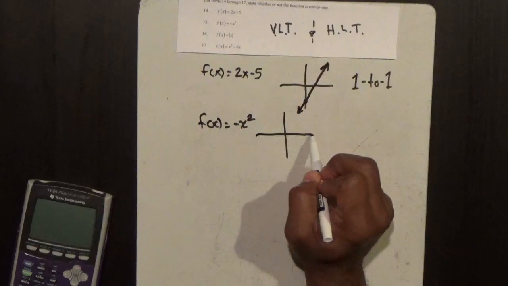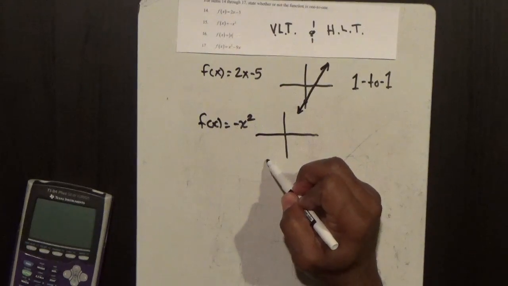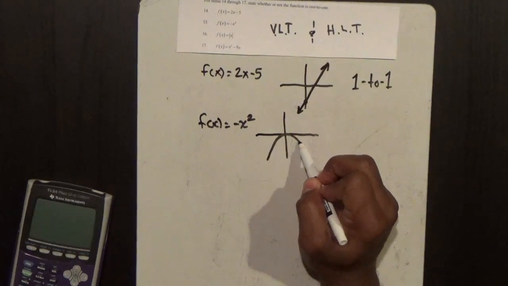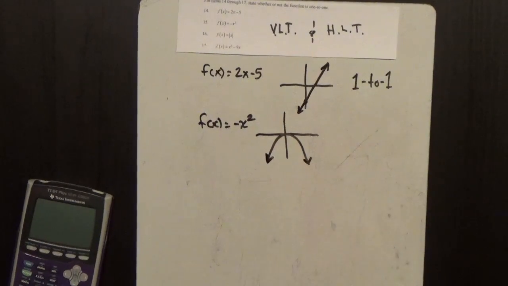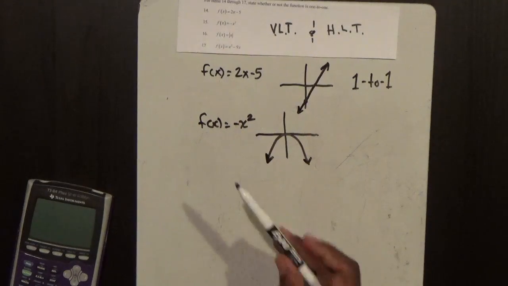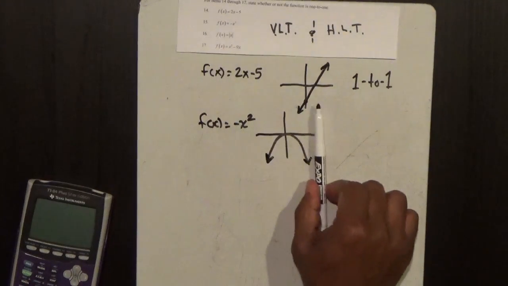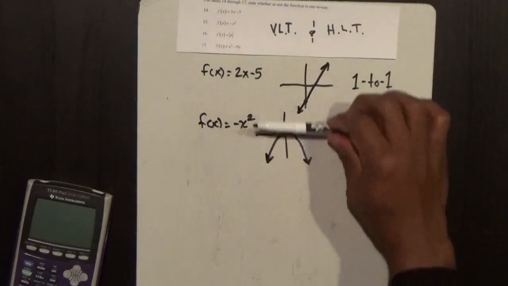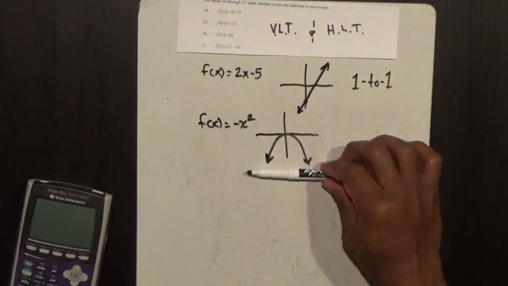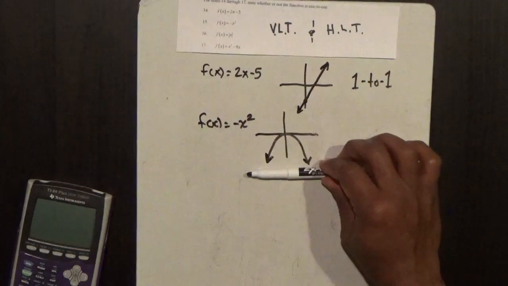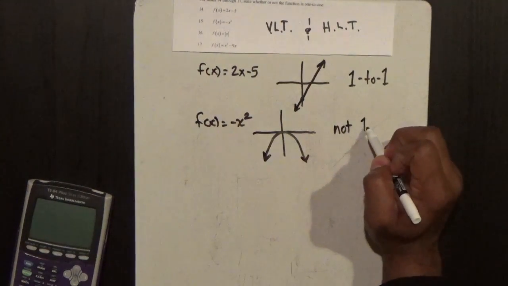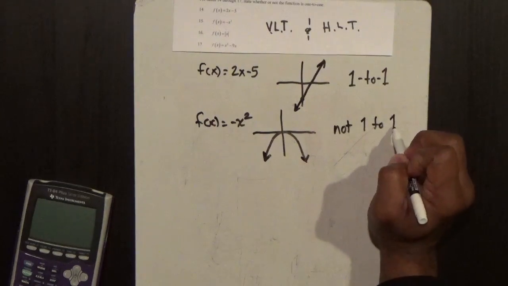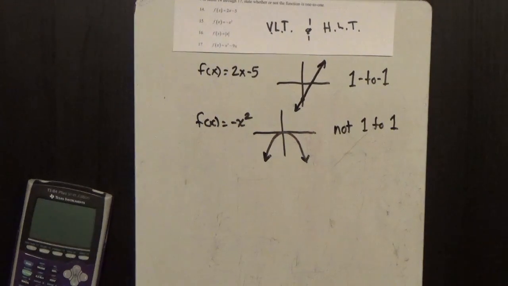All right, in our graph, if you graph it, you should know by now that it's a parabola that goes through the origin and it opens down. Now, this is obviously a function, we're good there. But if you see, it does not pass the horizontal line test, and so it is not 1 to 1. And none of the parabolas are going to be 1 to 1.